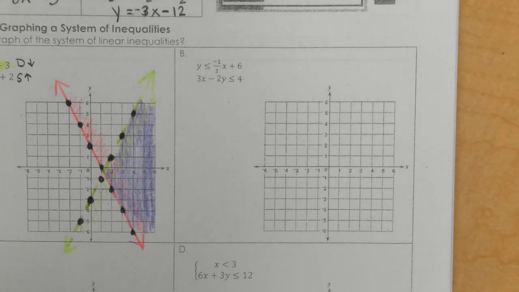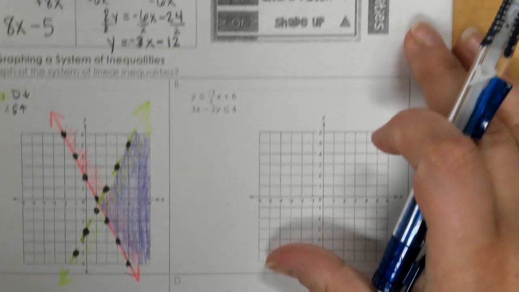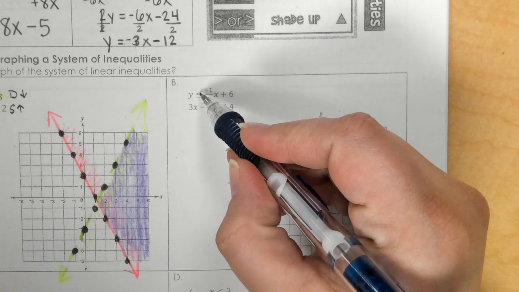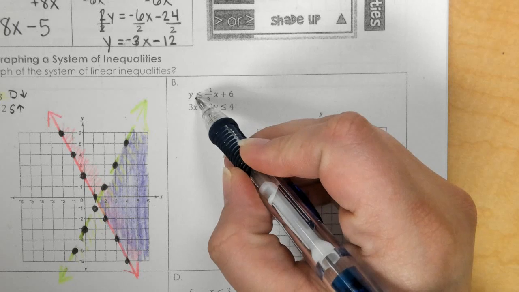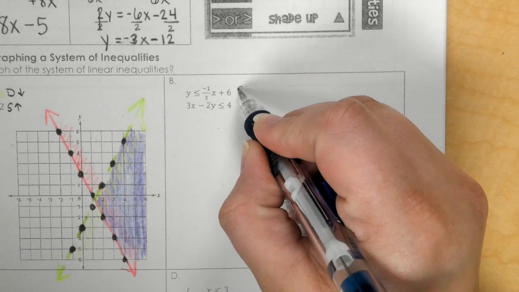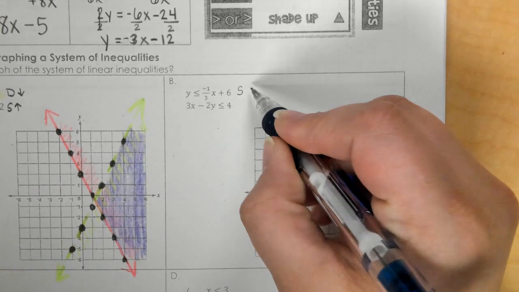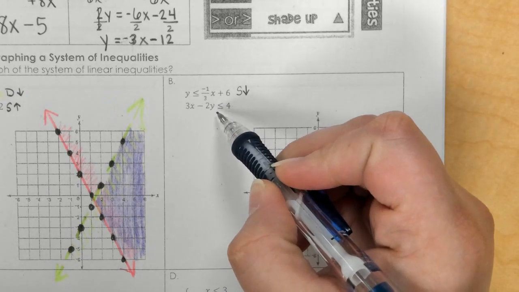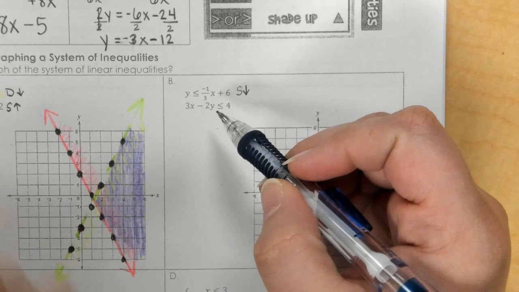For part B, I want to go ahead and decide dash, solid, or how to shade. So this is less than or equal to. Because it has the equal to, this will be a solid line. Less than means that you shade down. But in this problem here, we need to put this in slope-intercept form first.